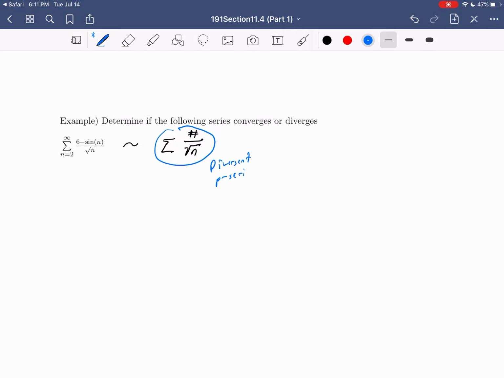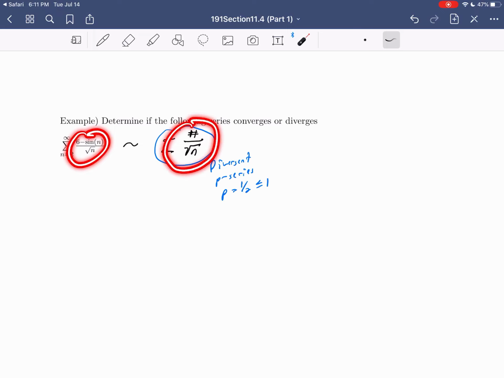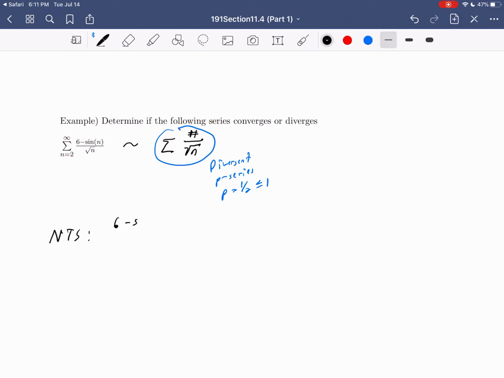How do we know that? Because the p here is 1/2, which is less than or equal to 1, because of course square root of n is just n to the 1/2. So we expect that this thing will also diverge. So how do we actually show that? Well, if we're going to compare it against something that diverges, our hope is to show that this is larger than this. So we need to show that (6 minus sine of n) over the square root of n is greater than or equal to some number over the square root of n.